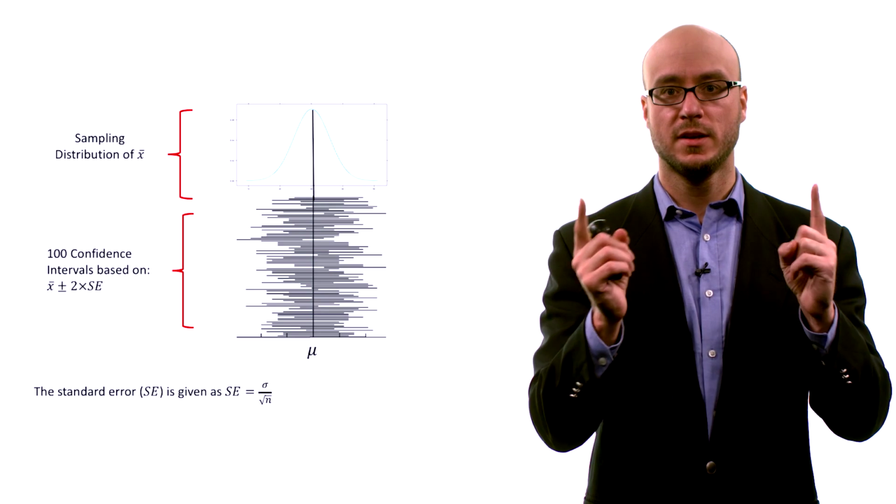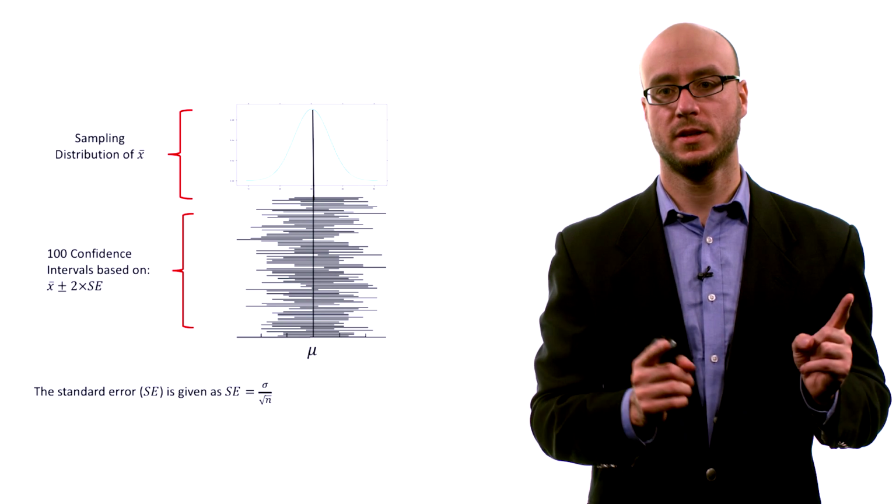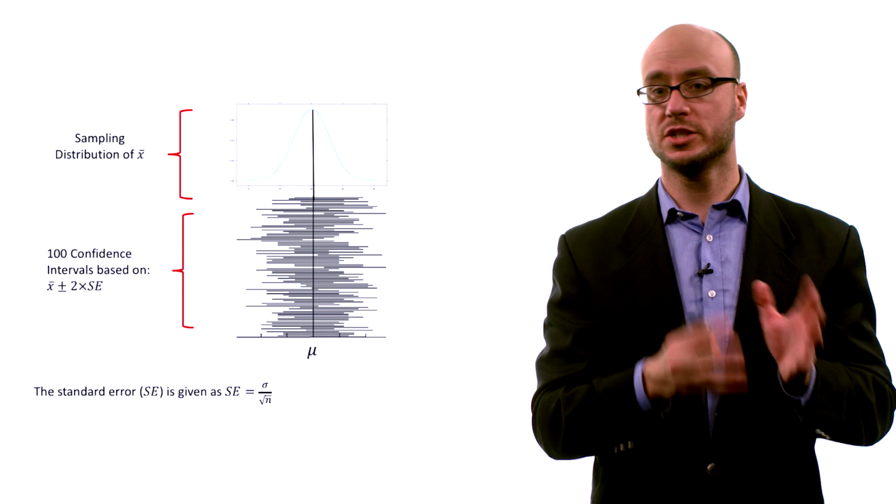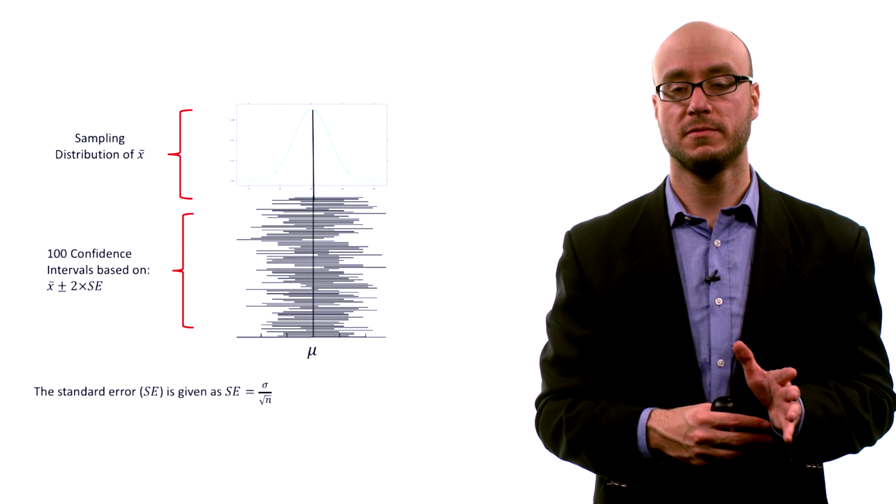In this case, we're just assuming that we know the standard error. We assume we know the population standard deviation, and we divide by the square root of n. But the key point is that we have not only 100 point estimates, but we have 100 point estimates plus 2 times the standard error and minus 2 times the standard error. So we have these ranges of plausible values. We have these interval estimates. And you can see those interval estimates are bouncing around, just like the point estimates bounce around.